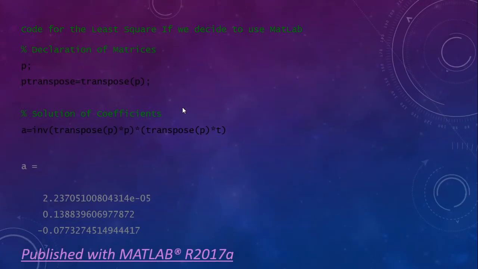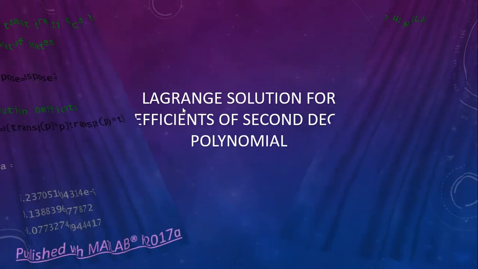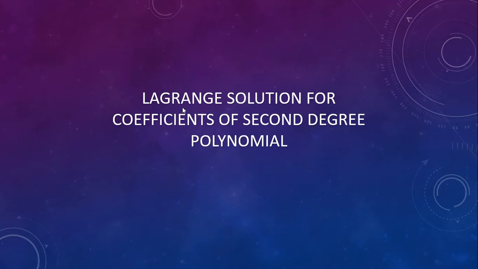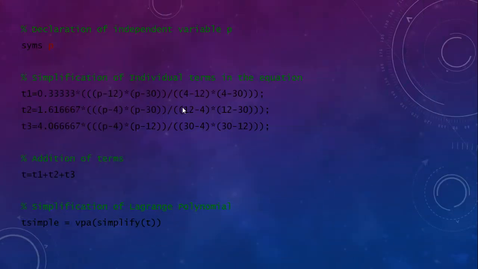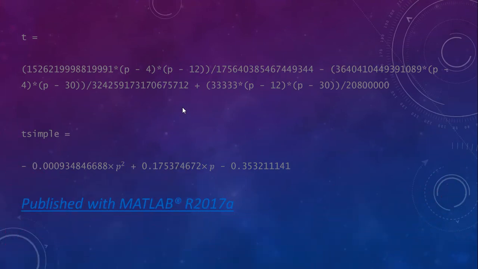Now, we can also program the least square method in MATLAB. This is the code. We just decided to add this to our PowerPoint. Now, let's go to the next one, the Lagrange solution: the Lagrange interpolating formula, or the Lagrange solution for the coefficients of a second degree polynomial. So now we also code this one. We wrote the program in MATLAB for the Lagrange interpolating formula of degree 2. This is the function we obtain as well for the Lagrange interpolating formula for degree 2.